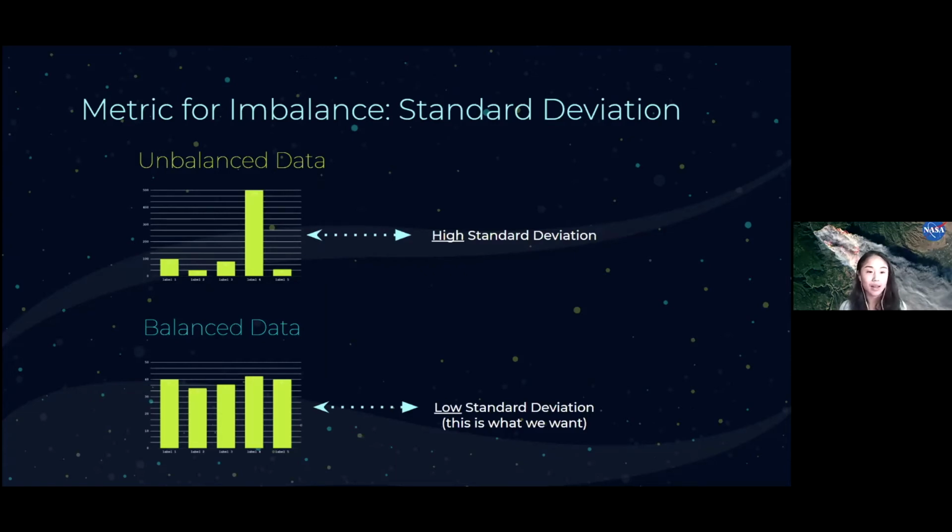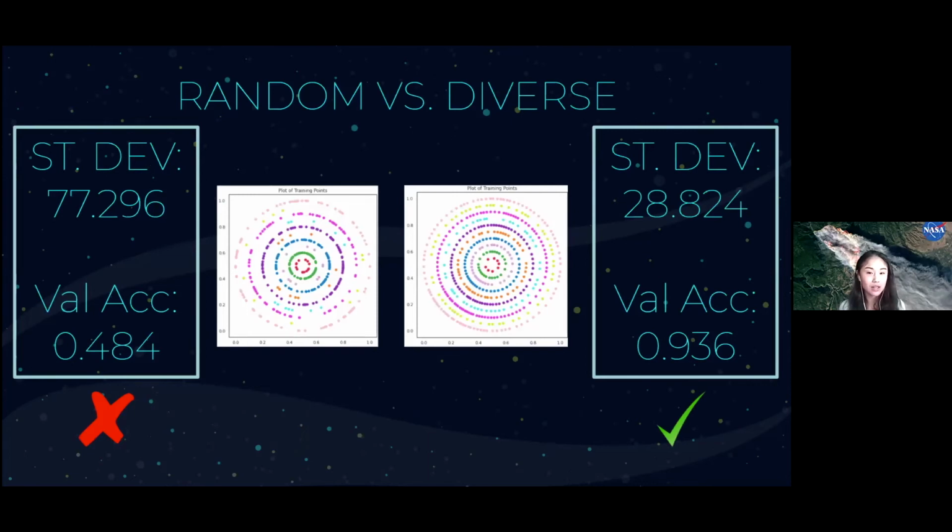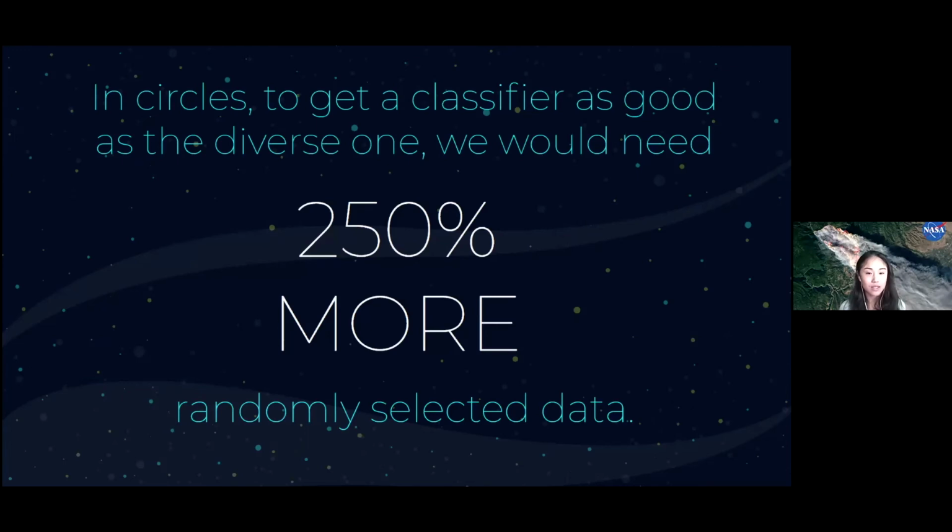And now we can go back to circles. And as you can see, the standard deviation for the diverse set is far smaller than the random, a drop from almost 80 to 29-ish. Thus, the diverse data set is far more balanced. Furthermore, if we use this diverse data for training, the accuracy of the classifier nearly doubles compared to random. And if we wanted to compare the accuracy of the diverse classifier using randomly selected data, we would need about 2.5 times more randomly selected data to match whatever we got from the diverse algorithm.